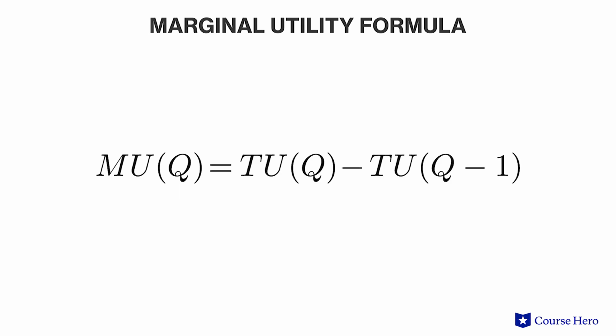Because the formula is based on a change in quantity, the change in quantity might not be equal to 1. If there is information on all quantities consumed, or at least all whole number quantities, the marginal utility formula could be written as MU_Q = TU_Q − TU_(Q−1). In this formula, MU_Q represents the marginal utility of the Qth unit consumed. TU_Q represents the total utility of consuming Q units, and so on.